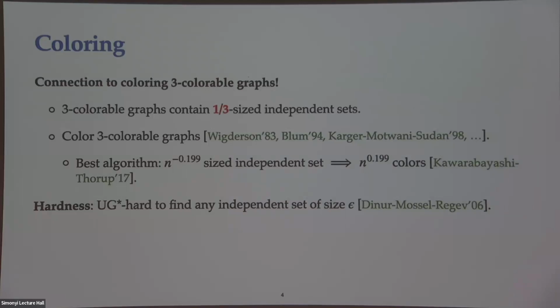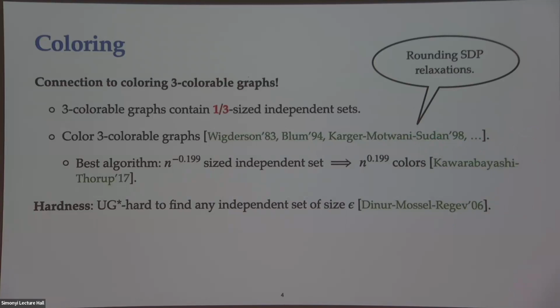And another thing I want to mention is that starting from Karger, Motwani and Sudan, and a lot of later works, the algorithms solve the SDP relaxation and then design a rounding algorithm to find a large independent set.